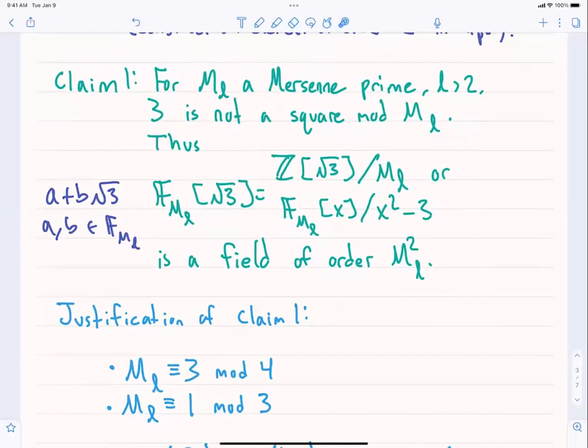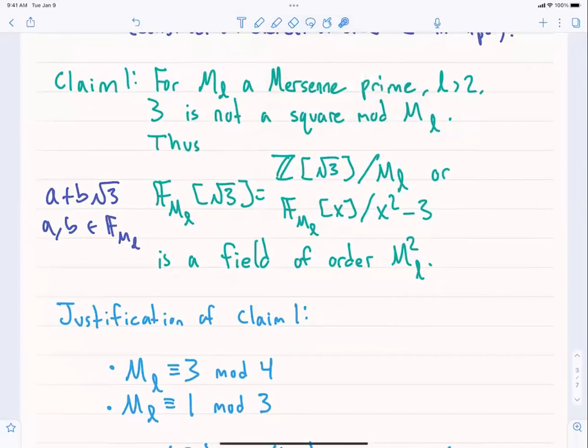Just like in class in this exercise 2, we were talking about F_p adjoin i, imitating the construction of the complex numbers, where we just added an element i, so i squared is equal to -1. Alternatively, you can think of this as F_{M_L}[x], the polynomial ring, the polynomials with coefficients in the finite field of M_L elements, modulo the irreducible polynomial x squared minus 3. However you think of it, this is the field of order M_L squared.